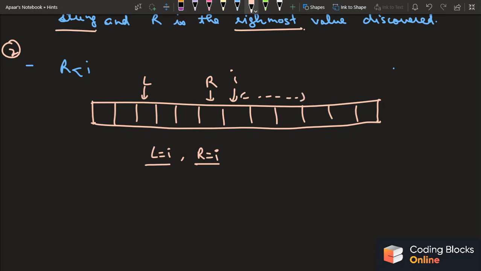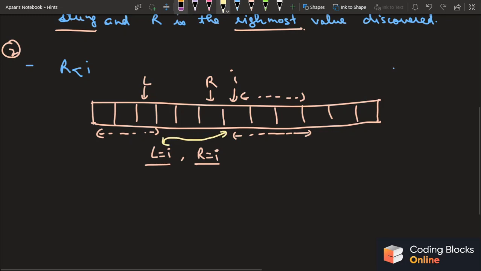Do a trivial approach, start matching, and find the longest prefix which has this substring starting from index I. So I'll initialize L by I.